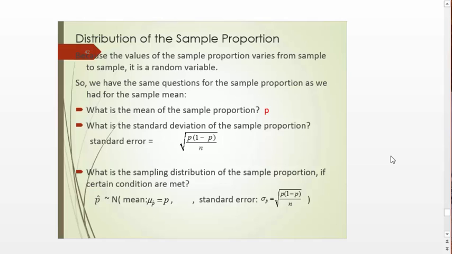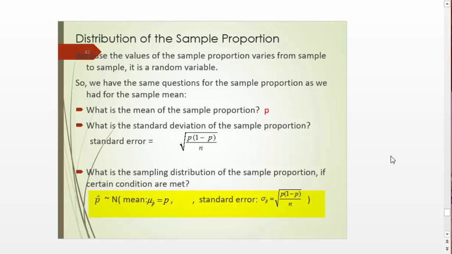Because the values of a sample proportion vary from sample to sample, it becomes a random variable, and we can create the sampling distribution of the sample proportion for samples of size n. What would the mean of these be? Well, the mean will just land on p. What's the standard deviation of the sample proportion? Well, that's our standard error, and that's going to be the square root of p times 1 minus p over n. We take the square root of that quotient. So now we have a full description of our sampling distribution of the sample proportion.